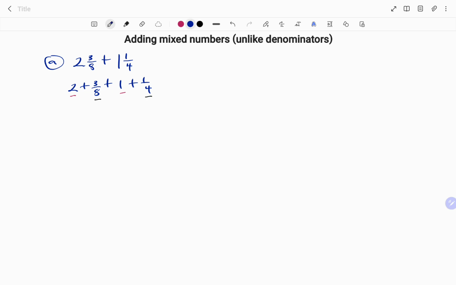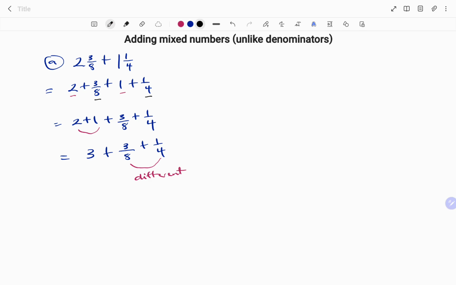If I group them, I'm going to have 2 plus 1, and then I group my fractions, 3/8 plus 1/4. 2 plus 1 here as a whole number will give us 3 plus, we still have our fractions, 3/8 plus 1/4. But before you can add any fraction, you must make sure that the denominators are the same. But in this question, the denominators are different.